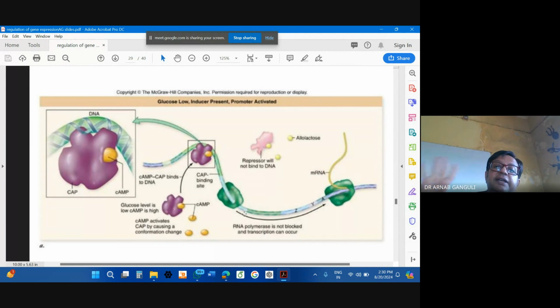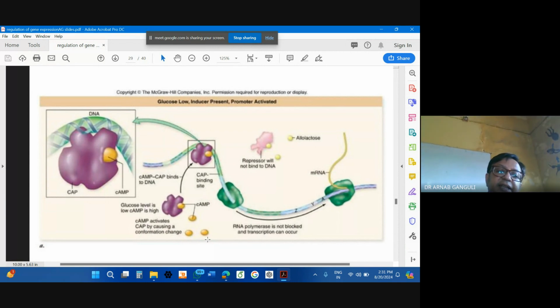मतलब normally glucose कम है. So when there is glucose, lactose का कोई काम नहीं है. Lactose को बंद कर देता है glucose. We will see why. Glucose lactose को बंद कर देता है. Only when there is no glucose. But here glucose कम है. Lactose है. Inducer, lactose is present and the promoter is activated.